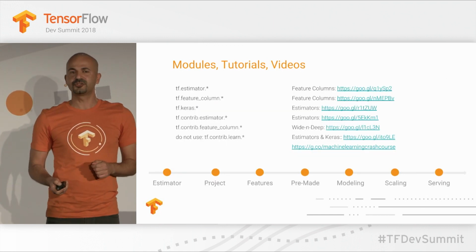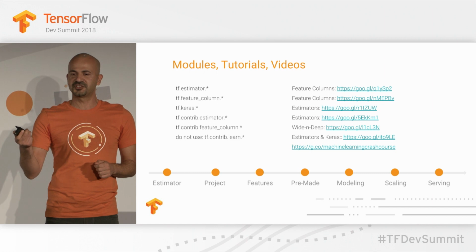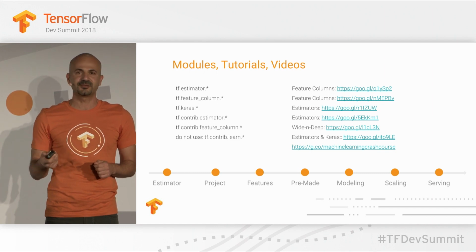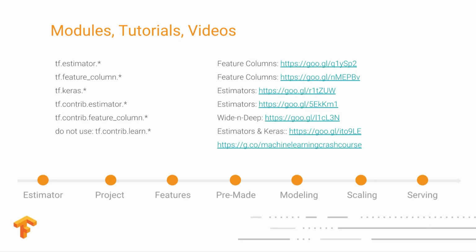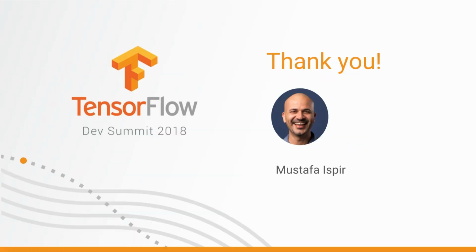These are the modules I mentioned: TF estimator, feature column, TF Keras, contrib estimator, contrib feature column. Please do not use tf.contrib.learn. We are deprecating it. And these are a couple of talks and videos I picked. You can check them out.